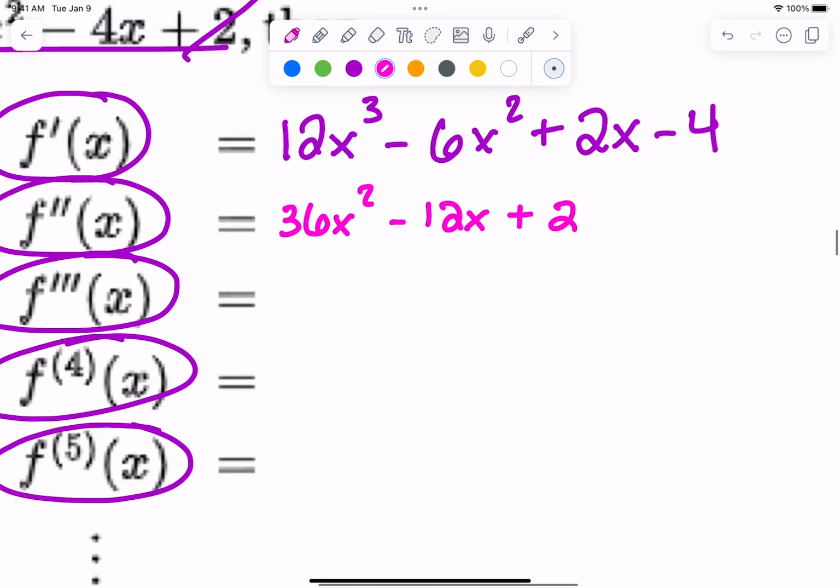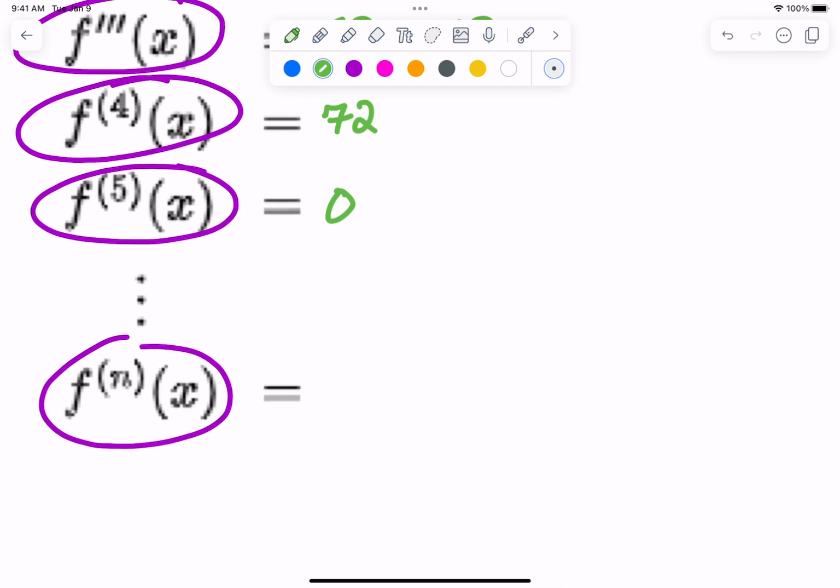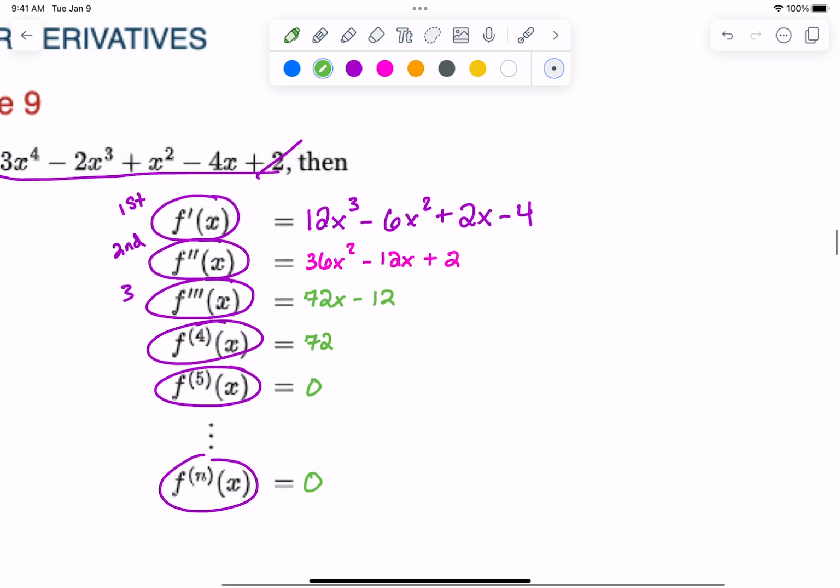Okay, the third derivative: 72x minus 12. The fourth derivative: 72. The fifth derivative: 0. 72 drops out. What's the nth derivative? 0. We're going to run out of terms, right? Eventually we keep narrowing down. So the 11th derivative, the 12th derivative, the 32nd derivative is going to be 0. Anything after the 5th derivative is 0, right?